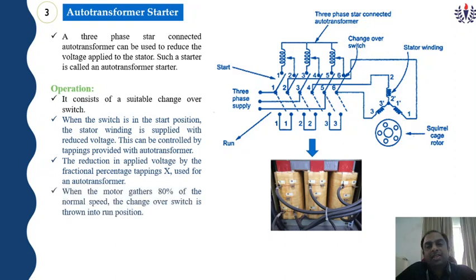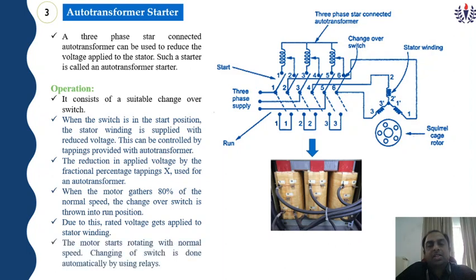When the motor gathers 80% of normal speed, the changeover switch is thrown into run position. Due to this, the rated voltage gets applied to the stator winding. The motor starts rotating with normal speed. The changeover switch operation is done automatically by using relays.